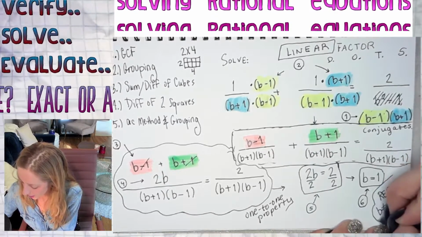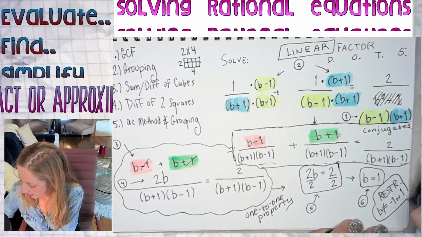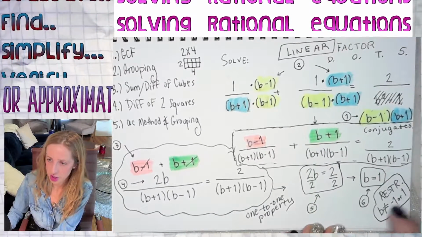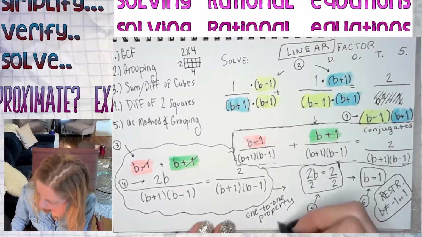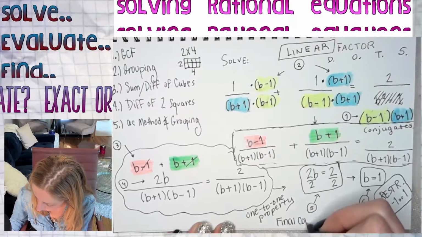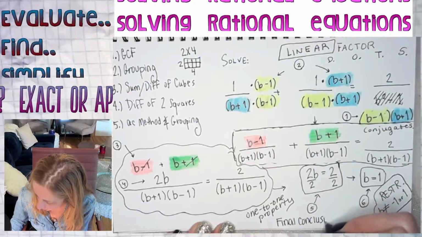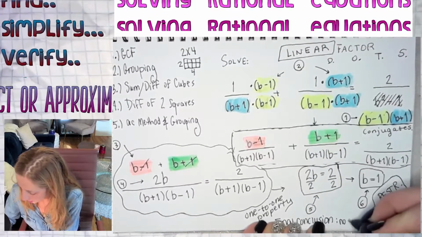Uh-oh. What did I get for my restriction? And what did I get for my answer? Restriction, answer. So what does that tell you about my final conclusion? That's no solution. You got it. That's it. No solution.